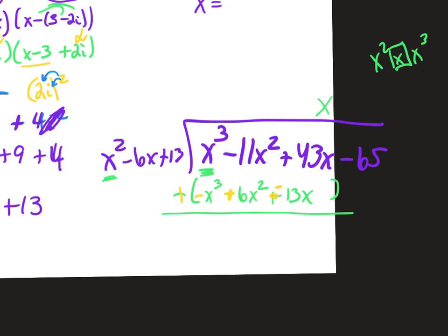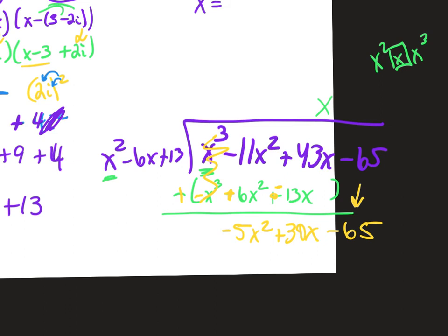So 43x minus 13x gives me 30x. That's a positive. Negative 11x squared and 6x squared gives me negative 5x squared. And my x cubes cancel out. So I'll bring down my negative 65 and we'll do it all over again.